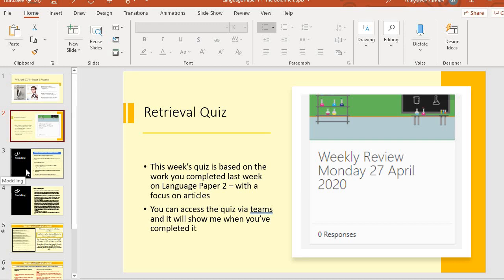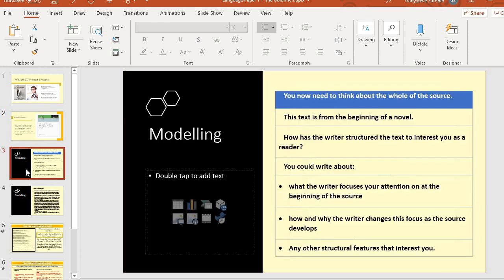Now, we need to think about this particular piece of work through some modelling and how we go through these things. So just some reminders about the whole of the source. That's what question 3 is about. Questions 1 and 2, I want you to have a go at pretty independently. Question 1 is the 4 marker. As we know, most students get 4 marks from that. It's just a starter to get you warmed up into the paper. Question 2, which is on language, we've done a lot of work on that, and I trust you to be able to do that independently.